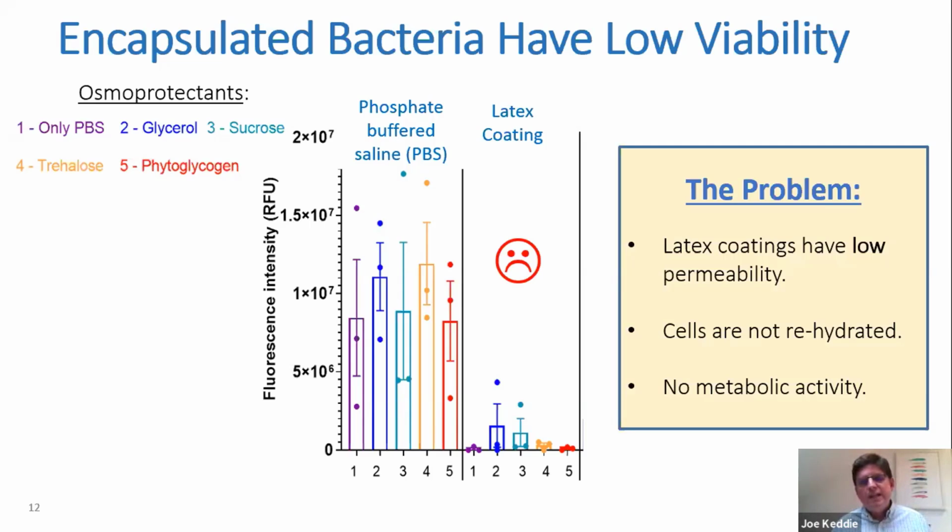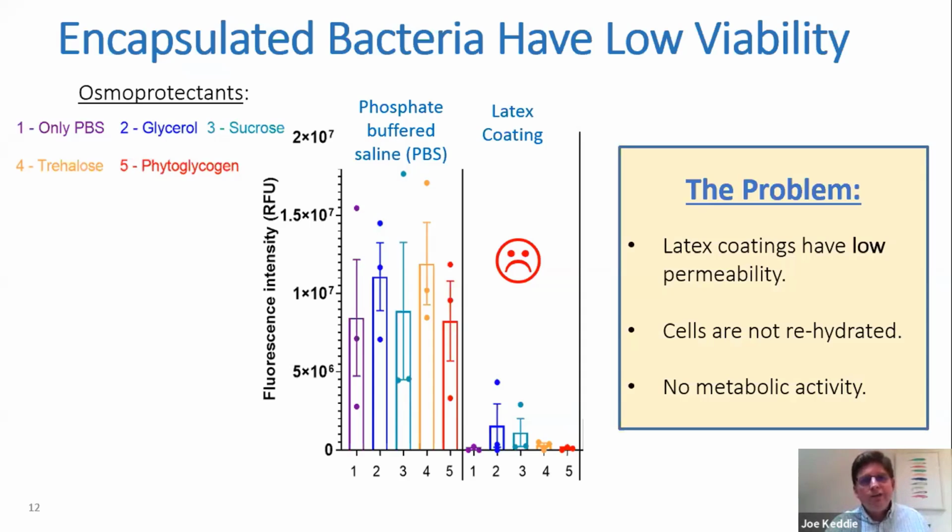So that was a bit disappointing, but maybe not surprising, because if you have good film formation, then you're going to make a coating with very low permeability. The cells won't be rehydrated, and also they won't be contacted by the resveratrol when they're exposed to the solutions. But this does indicate there's no metabolic activity.